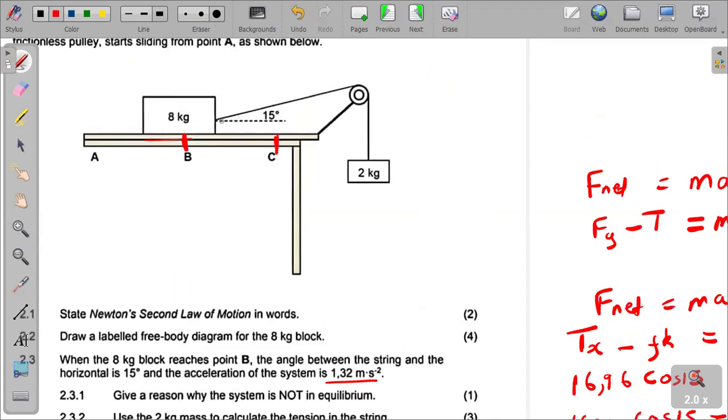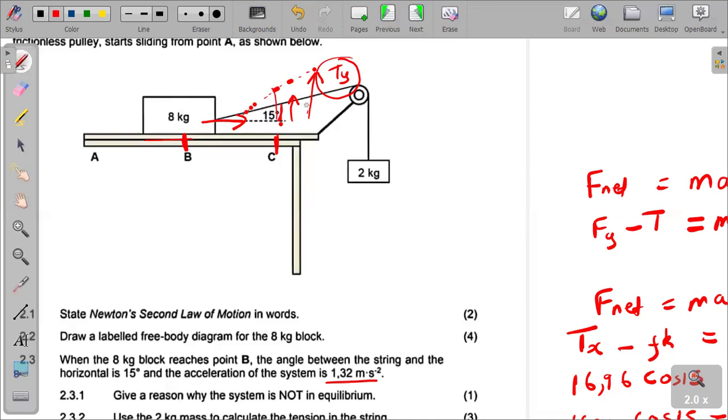So basically what is happening is as the block is moving towards this direction, it means it's moving closer to the pulley. That means this angle here, the 15 degree angle, is going to increase. It's going to grow bigger. So as it increases, that is obviously going to affect the Ty, the vertical component of the tension. It is also going to increase as the angle is increasing while the block is moving closer to the point C. This angle here will increase, causing the vertical component of T to increase.